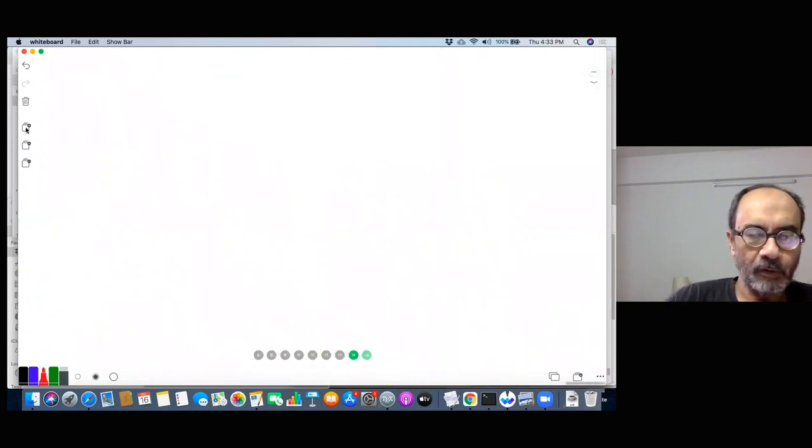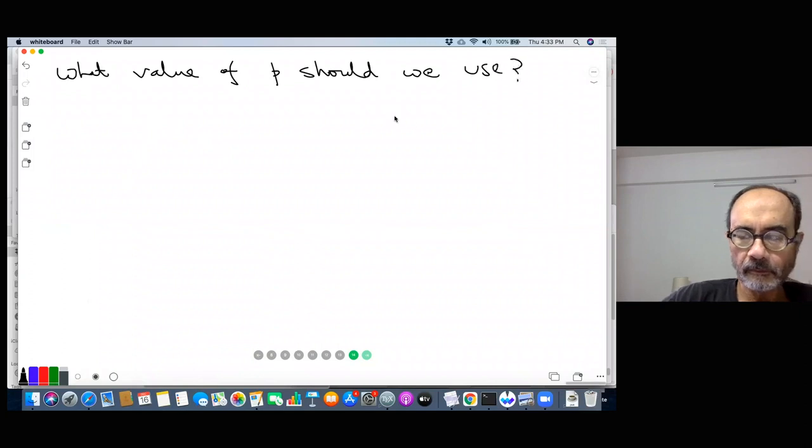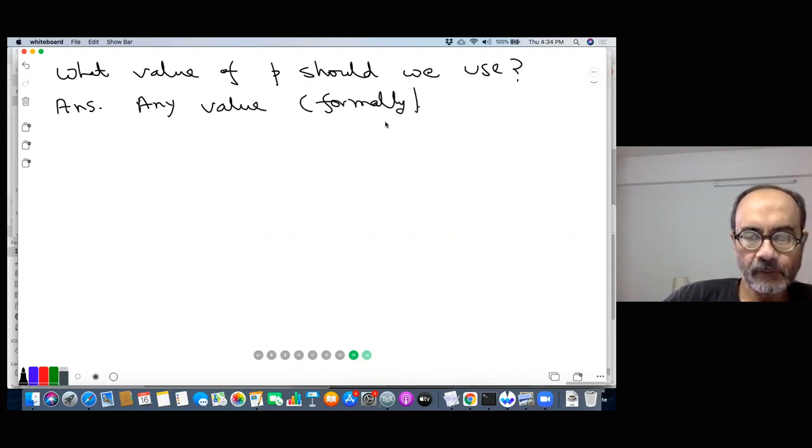Given this, we can ask which P. So what value of P should we choose? The answer turns out to be: any value. But this answer is a somewhat formal answer, and I'll explain why. Formally, you can choose any value of P and that will work. All P give the same answer. So you fix your P.